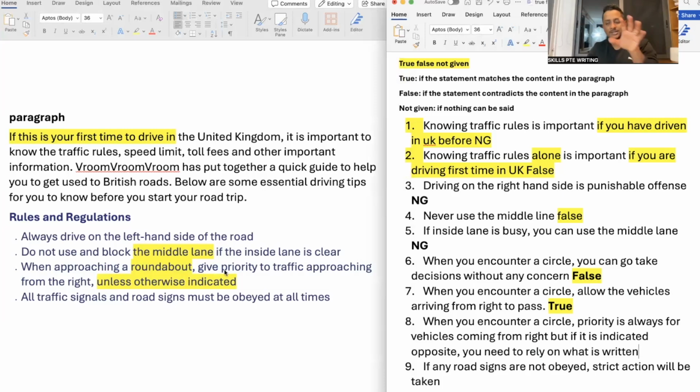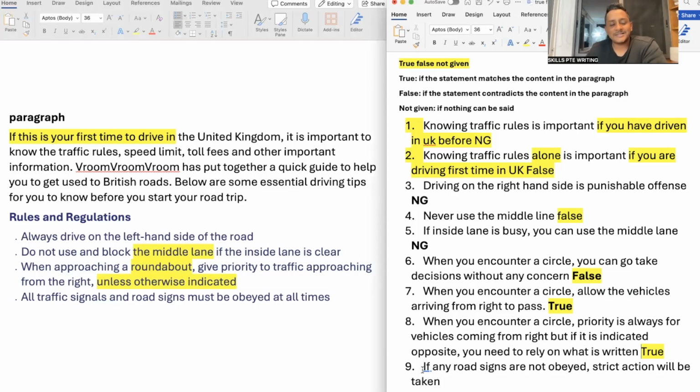Unless means you don't do this if otherwise is indicated, something else is indicated. Whatever is indicated, you do. If nothing is indicated, you allow the traffic from the right to pass. But if it is indicated, you need to pay attention to what is written over there. So this is going to be true. That's what it means, unless otherwise indicated. All traffic signals and road signs must be obeyed at all times.